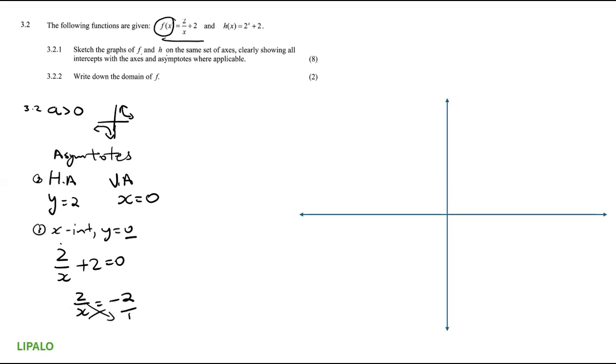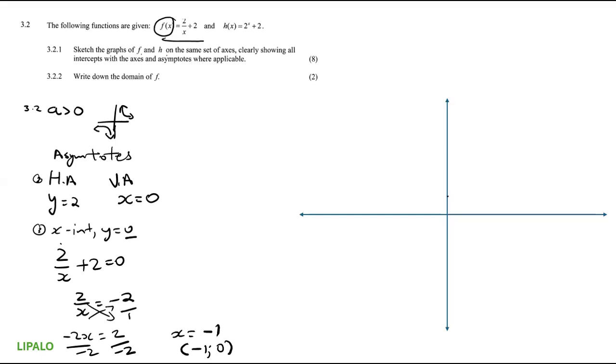Cross multiply. I have negative 2x is equal to 2. Then I divide by negative 2, negative 2. My x value is going to be equal to negative 1. So coordinates, remember, negative 1, 0. Coordinates are important. Now I get to my sketch.